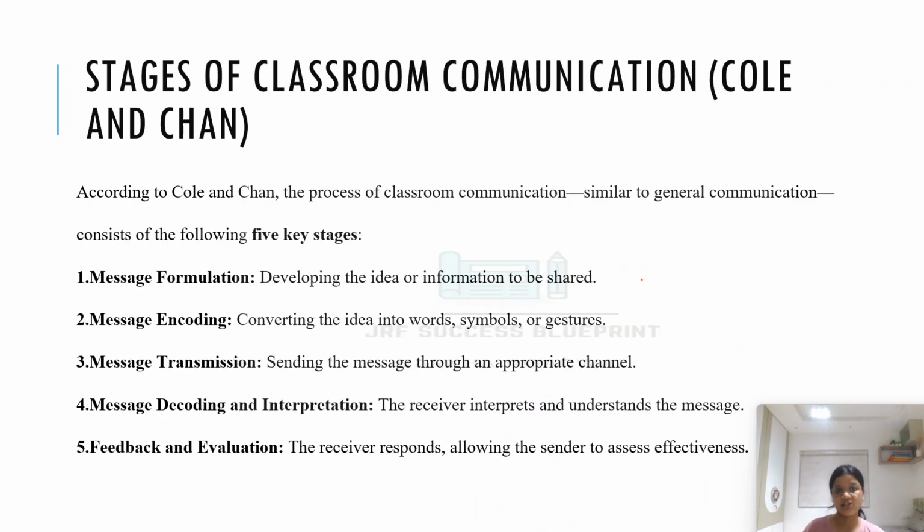Moving ahead, the stages of classroom communication, which was given by Cole and Chain. In the previous class, we have learned one important thing about Cole and Chain. Who can say what we have learned? Anyone? I just want to see whether you were attentive or not. Yes, he talked about the feedback of the message. That feedback is an important step in communication. Am I right? We'll move forward to what Cole and Chain has said.